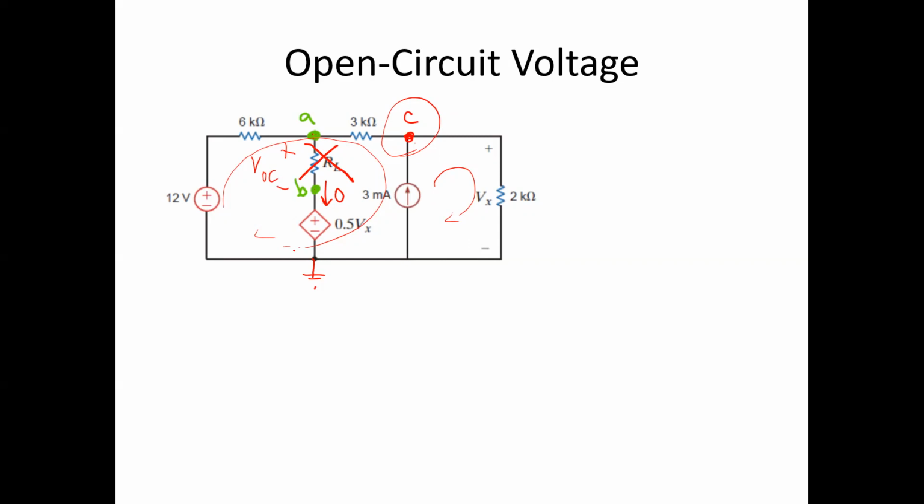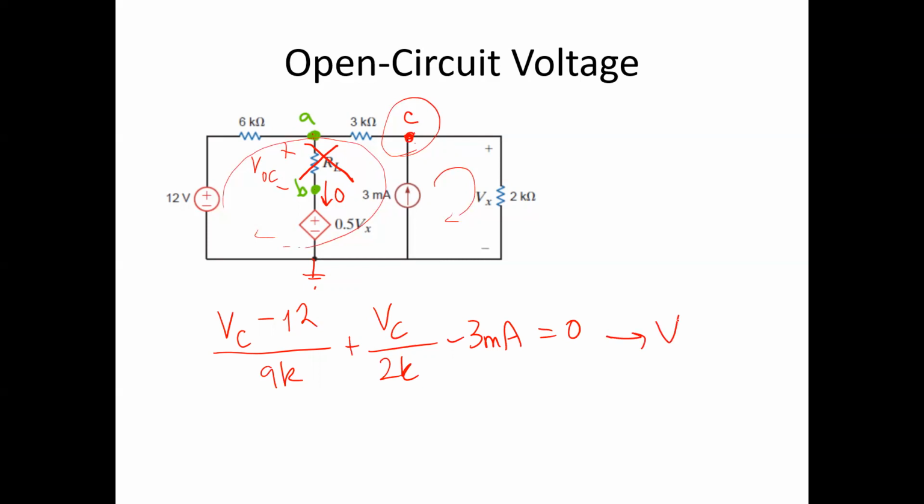So we can go ahead and do that. Let's write what the node voltage equation would be for node C. It's going to be (VC - 12)/9K + VC/2K - 3 milliamps. And you could solve this equation for VC. If you did, you should find that you get 78/11 volts.